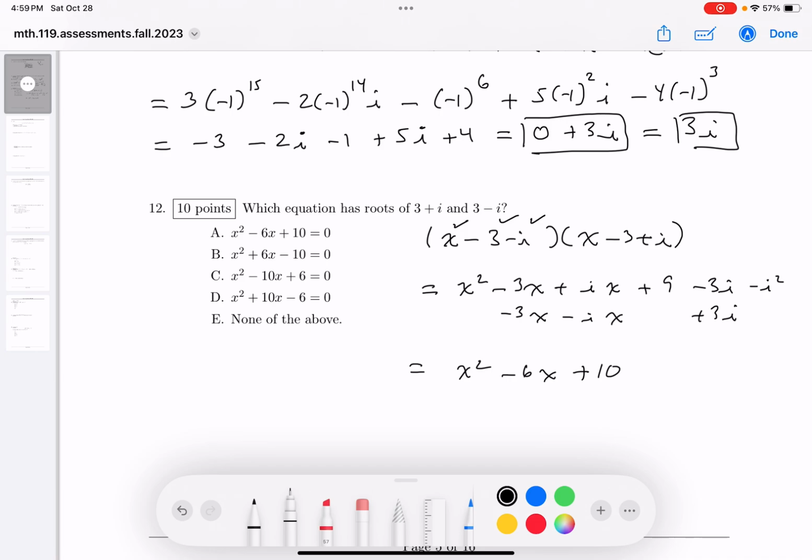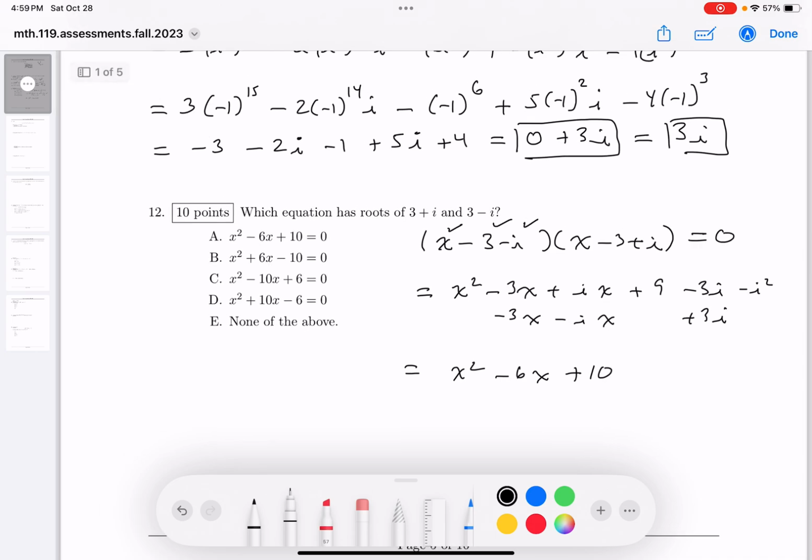Now, I have to look at the key and see if I see that answer. By the way, this is equal to 0. We're looking at the roots, by the way. This should equal 0. Sorry about that. So let's look at it. Do I see x squared minus 6x plus 10? I do, as the first choice.